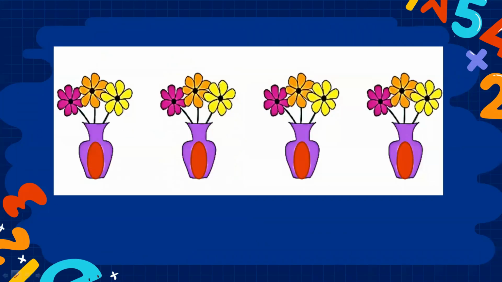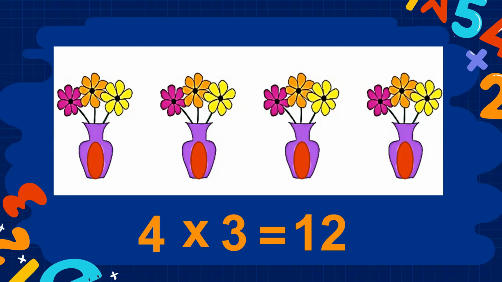So how many flowers are there? So first let us count the vases. So there are 4 vases times how many flowers in each vase? We have 3. So 4 times 3 equals 12.